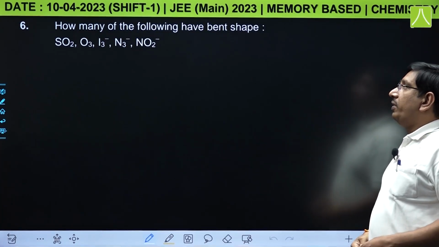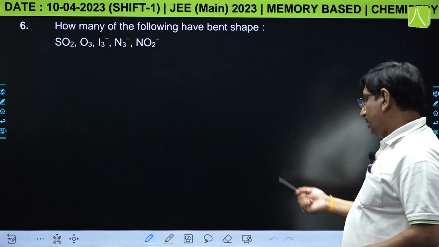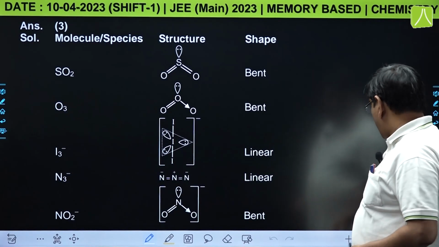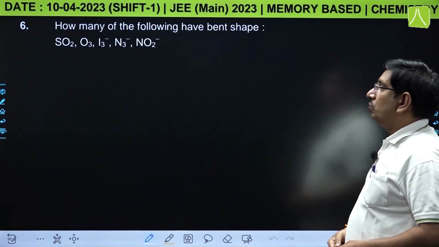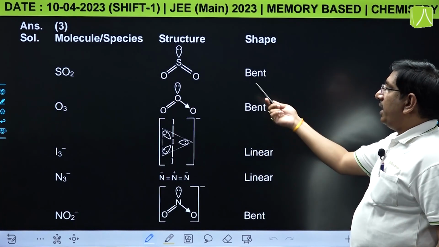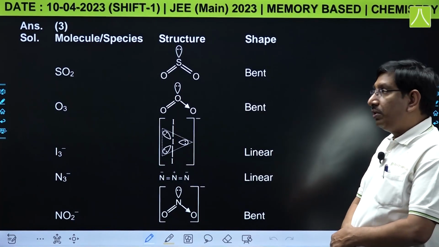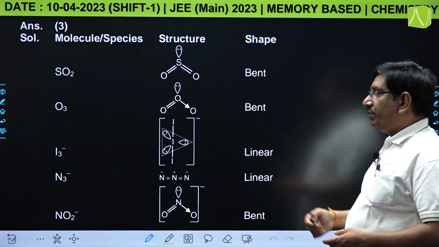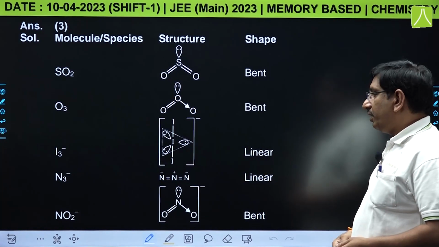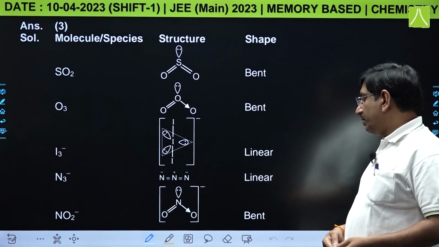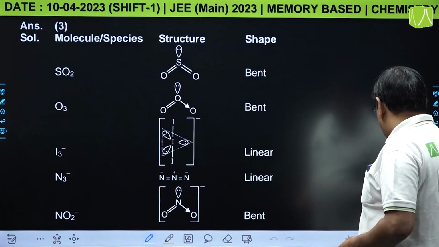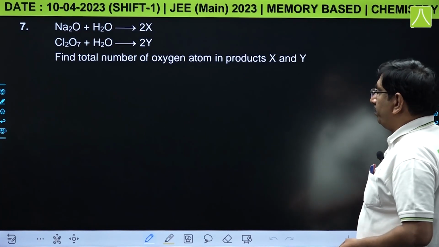How many of the following have bent shape? Chemical bonding, VSEPR theory application, and here given are SO2, O3, I3 minus, N3 minus and NO2 minus. SO2 has bent shape and O3 also has bent shape, I3 minus has linear shape, N3 minus also has linear shape and NO2 minus has bent shape. So, these 3 molecules are only having bent shape.